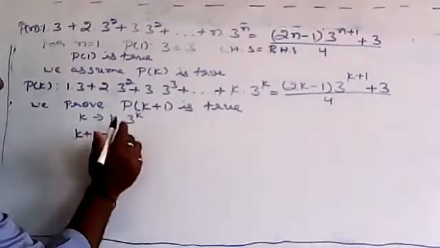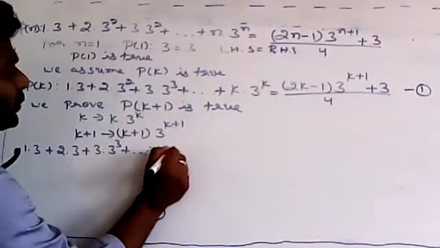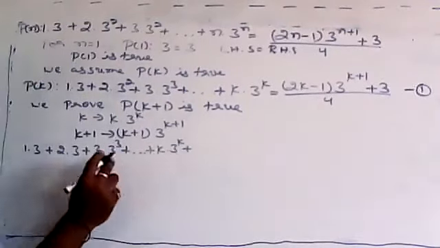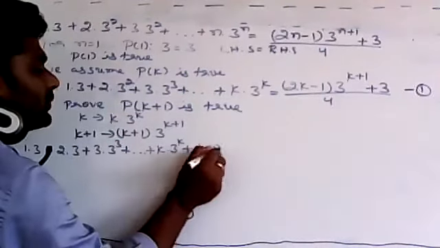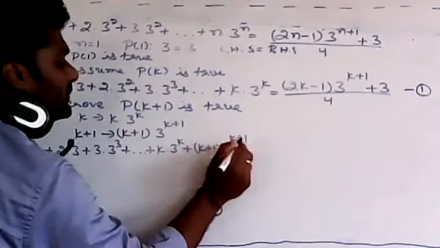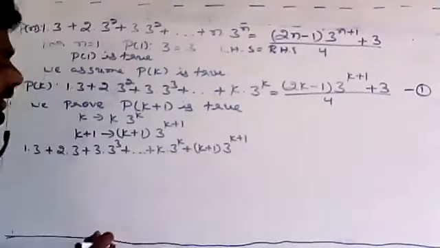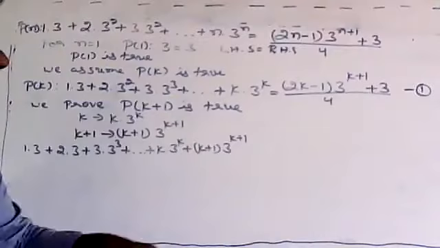So the next step is, we have to add this k plus 1th term to equation 1. Correct or not? That k plus 1th term we have to add to equation 1. So what do we get then? 1 into 3 plus 2 into 3 square plus 3 into 3 cube plus and so on up to k into 3 to the power of k, plus the k plus 1th term, (k plus 1) into 3 to the power of k plus 1. Correct or not? We have to add on both sides, the LHS side and the RHS side. It is equal to what?